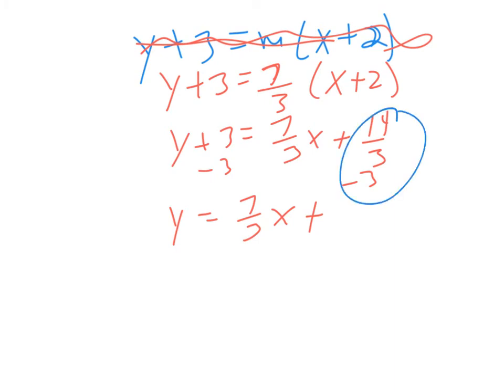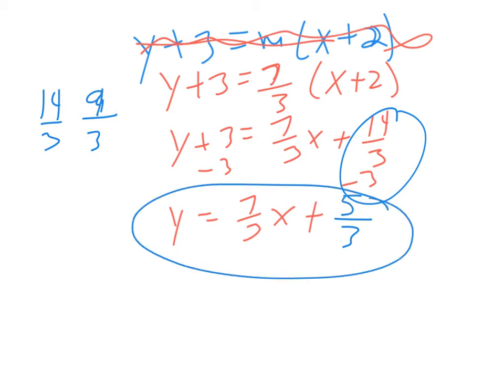So this part over here becomes 14/3 minus 9/3, and so that's going to be something thirds, right? So you have 14 minus 9, which is 5. So there we go. It becomes y equals 7/3 x plus 5/3. That's a little better. And so we're going to rewrite the other one the same way and see if we get the exact same equation.